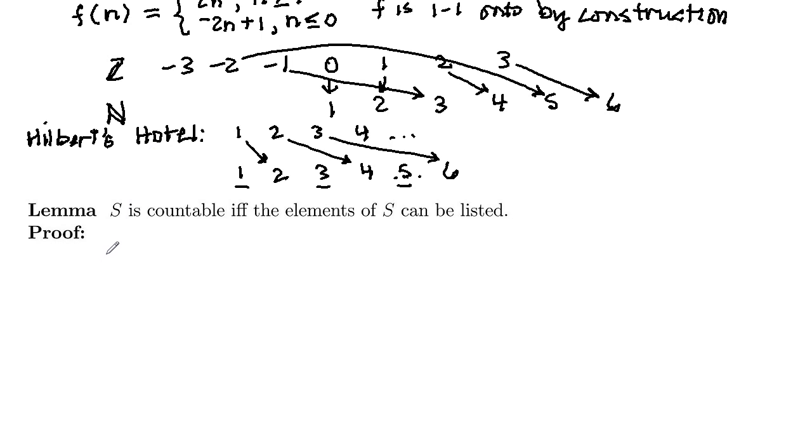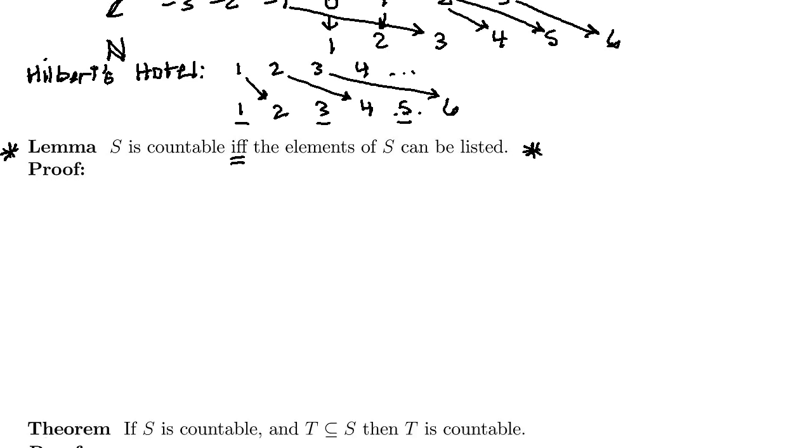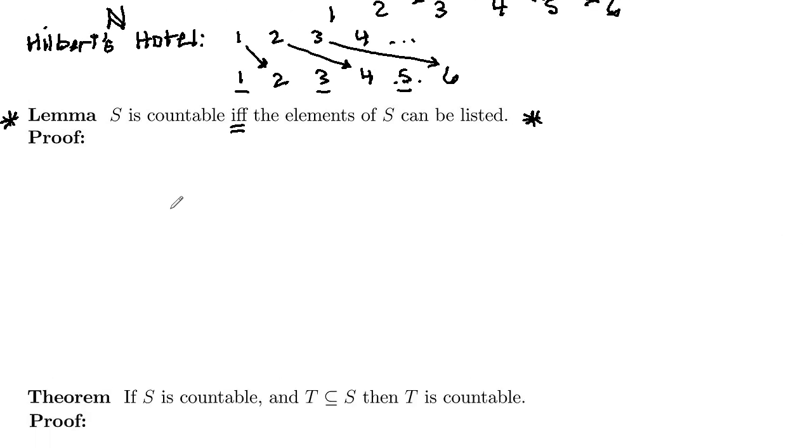So one important property of countable sets is that sets are countable if and only if the elements in the set can be listed. This is a super important lemma. It comes up over and over in equinumerous problems, and it's a very important idea. And this one I would like to prove. So we're going to assume the set is countable and then show it can be listed. Do that one first, and then the converse.